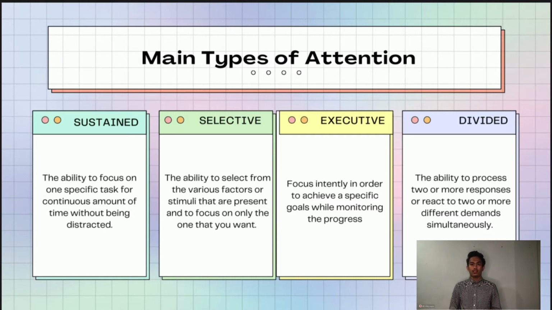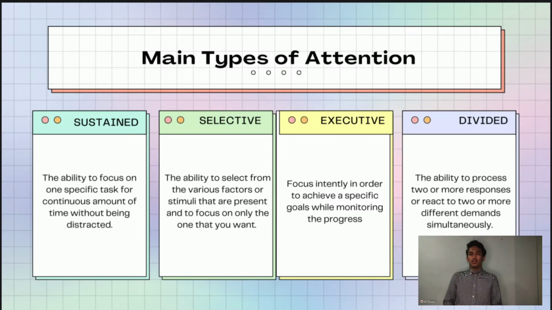Second is selective attention, which is the ability to select from the various factors or stimuli that are present and to focus on only the one that you want. For example, in a crowded place while you are talking to a person, you will focus on your conversation instead of being disturbed by the other environment noise such as sirens, music, vehicles and other things that you can hear clearly.